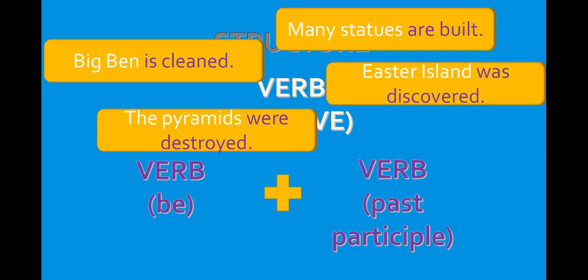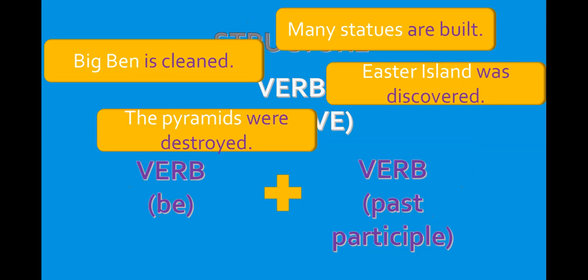Last example, we have the pyramids were destroyed. Were destroyed. Okay, for the verb be we have were, and then for the past participle we have destroyed. Okay, were destroyed. The pyramids were destroyed. Now, as I said before in the other slides, okay, if somebody makes the question who, okay, who cleans Big Ben? Who builds many statues? Who discovered Easter Island? Who destroyed the pyramids?